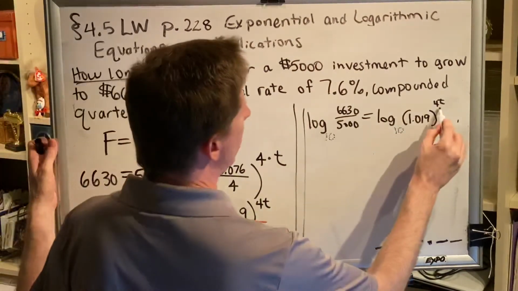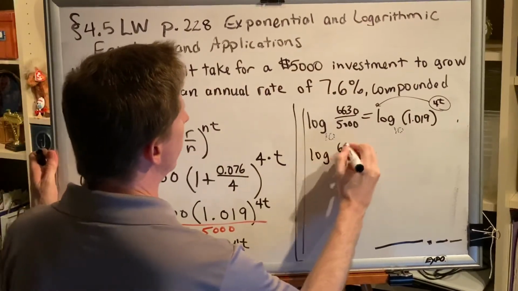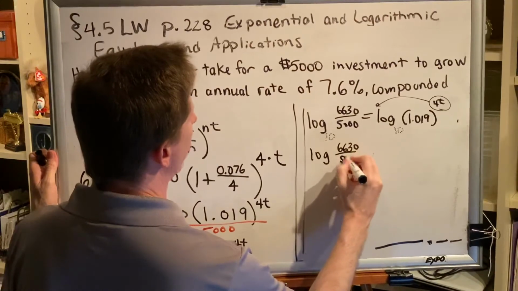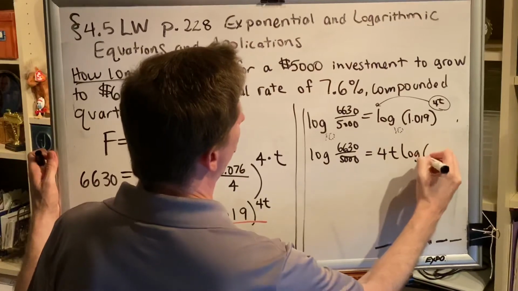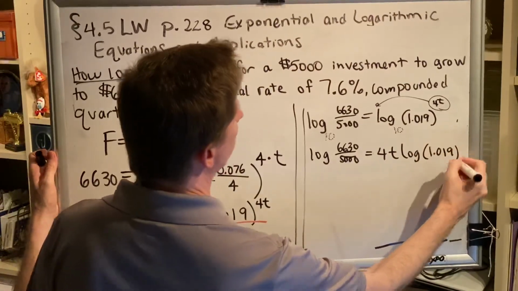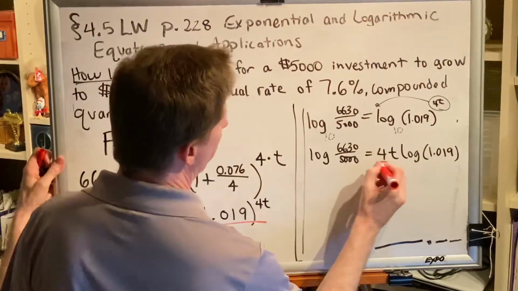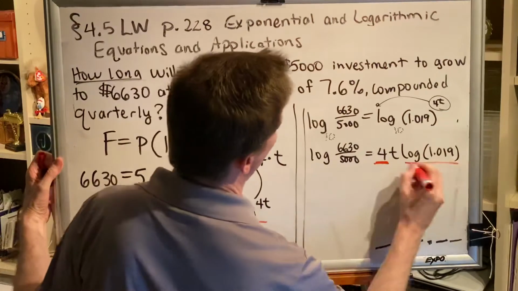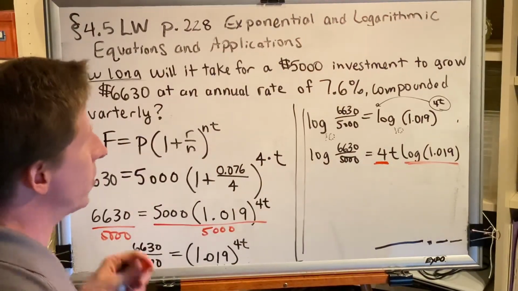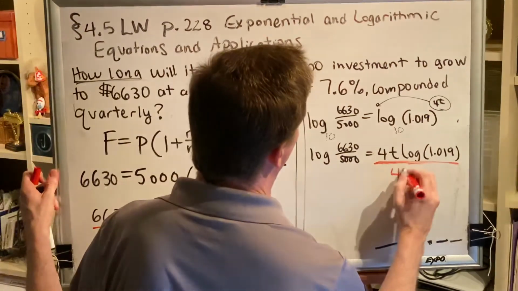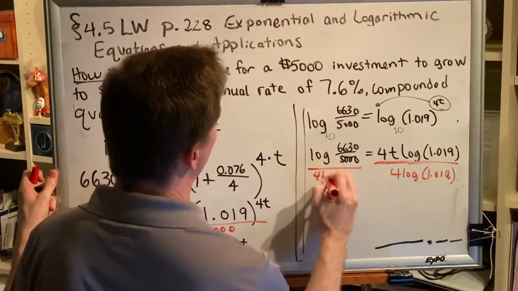Okay, we're trying to solve for t. We'll use the power property and move the 4t in front of the log. So we get log of 6630 over 5,000 equals 4t log 1.019. We want to get the t by itself, and the way you get rid of multiplying neighbors is with dividing. This 4 is multiplying by the t. This log is also multiplying by the t. So in order to get the t alone, we have to divide by both of those things. So divide by 4 log 1.019 on both sides.